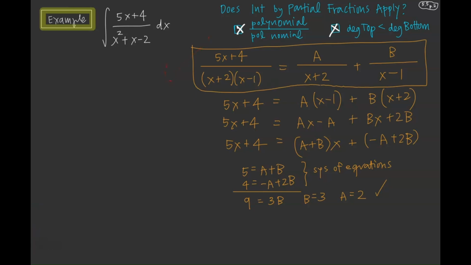This is a true fact from algebra that you can do this, and we did a fair amount of work to find out what a and b were going to be, and now we can rewrite our integral as the integral of a over x plus 2, so that's 2 over x plus 2 dx, plus b, and b is 3 over x minus 1 dx.